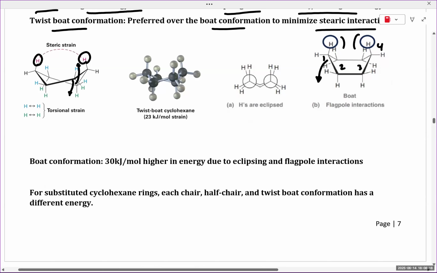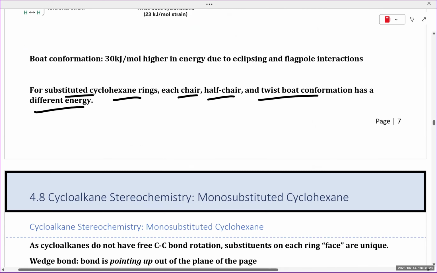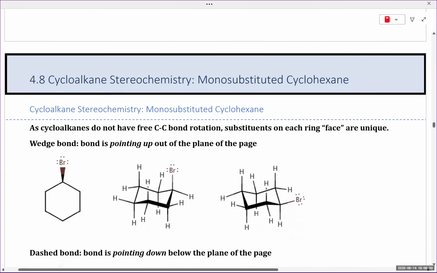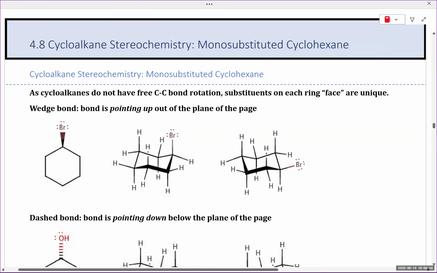This energy diagram gets a lot more complicated for substituted cyclohexane rings, as each chair, half chair, and twist boat conformation has a different energy. Now, let's discuss cyclohexane and cycloalkane stereochemistry, and let's start by discussing this in the context of monosubstituted cyclohexanes.